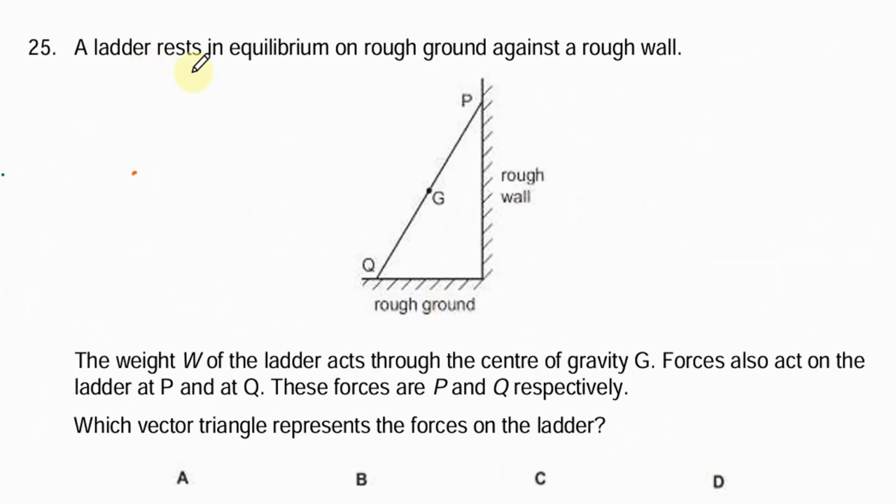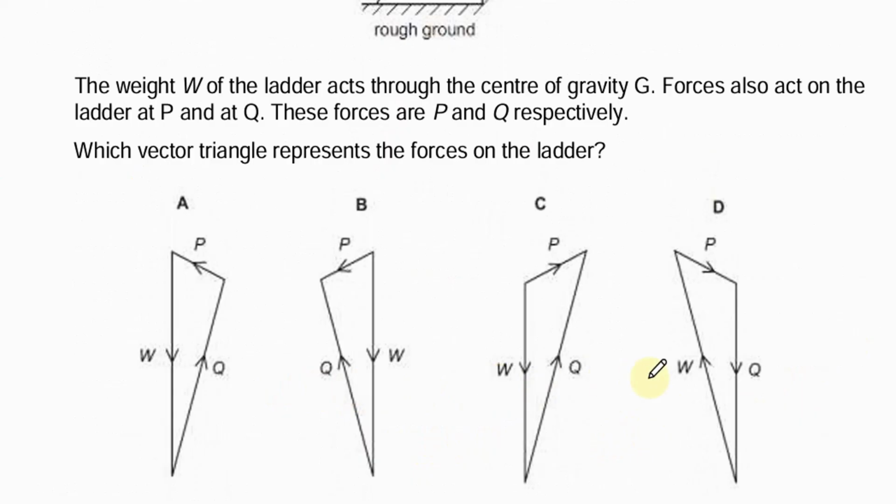A ladder rests in equilibrium on rough ground against a rough wall. Remember that rough means that we have friction. The weight W of the ladder acts through the center of gravity G. So the weight acts at this point. Forces also act on the ladder at P and Q. So at P and Q, these forces are P and Q respectively. Which vector triangle represents the forces on the ladder? And we are given these options.